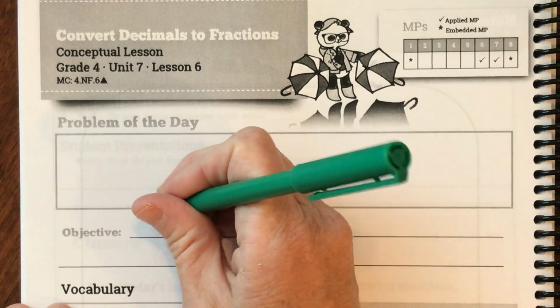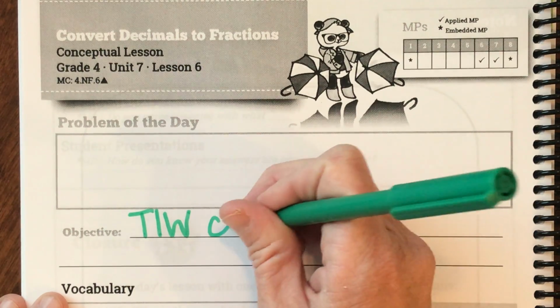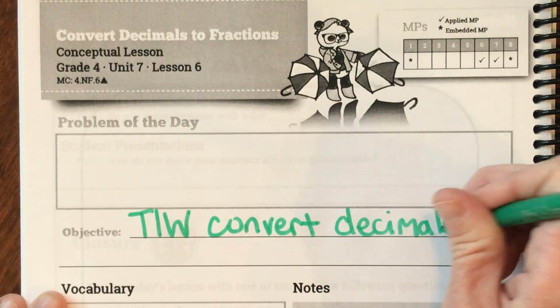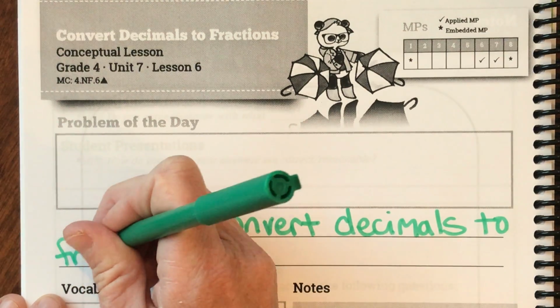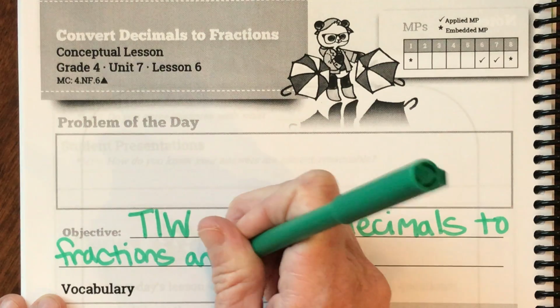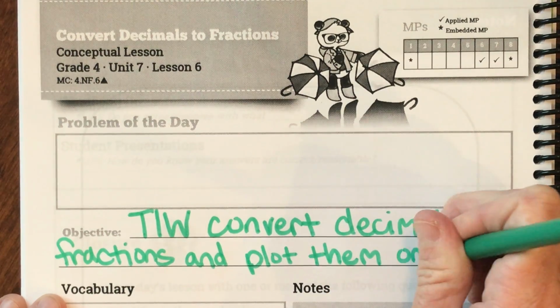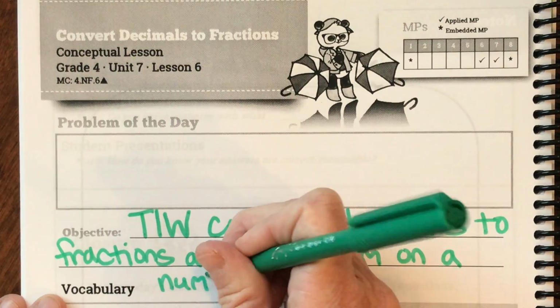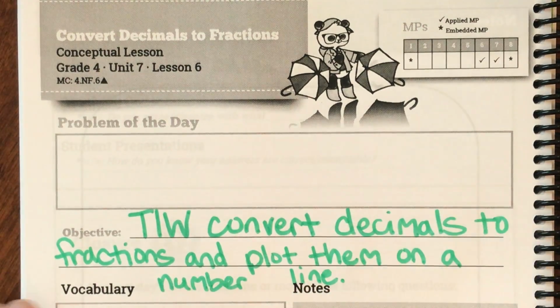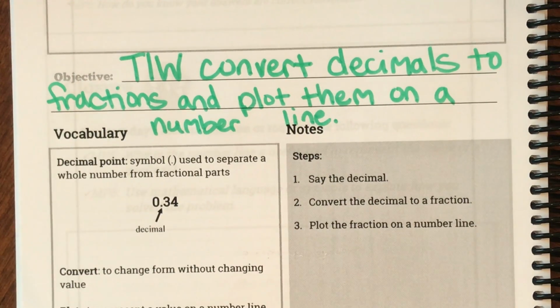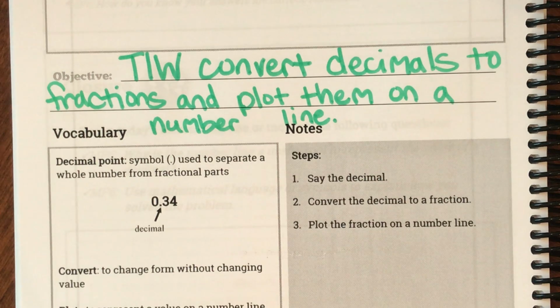Our objective today is: today I will convert decimals to fractions and plot them on a number line, period. So today I will convert decimals to fractions and plot them on a number line. What we're doing today is continuing to explore the relationship between fractions and decimals. That's really what we're going to be working on.